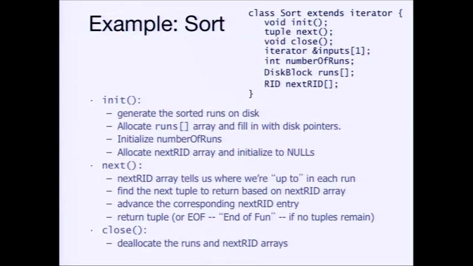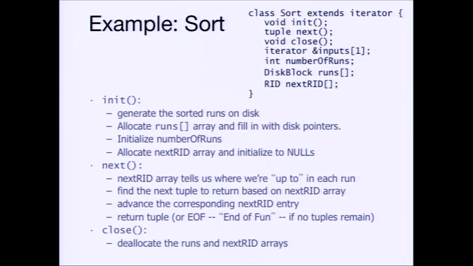And then when the top of the plan says next, well, then it's going to merge, and it's going to start producing outputs. So this particular implementation of init for sort is going to allocate this runs array, fill it with disk pointers for all the places it put the runs. It's going to get the number of runs set correctly, and it's going to figure out the next record ID array, which is going to be null to start with.